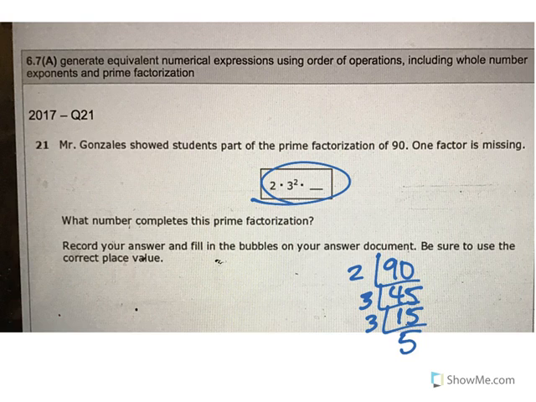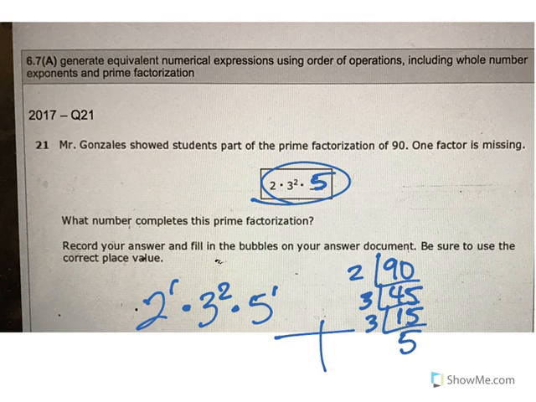So my prime factorization is 2 squared times, nope, just kidding, my bad, 2 to the power of 1, or just 2, times 3 squared, or 3 to the power of 2, times 5, or 5 to the power of 1. I don't have to put that 1, but I did. Looking at the missing blank, what am I missing? Well, they have the 2, they have the 3 squared, but they don't have the 5.